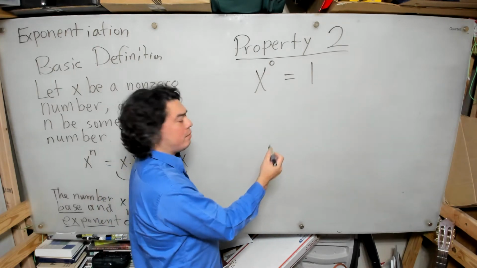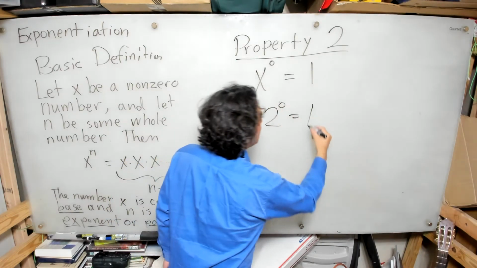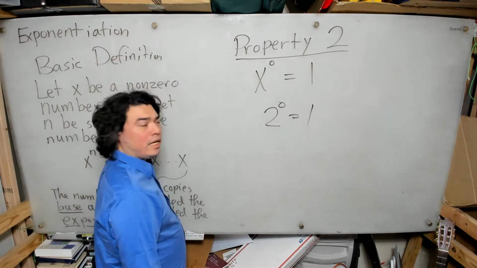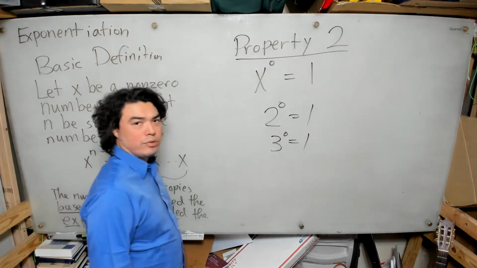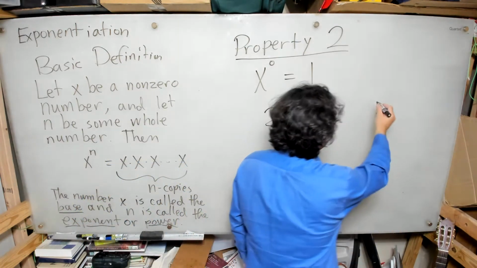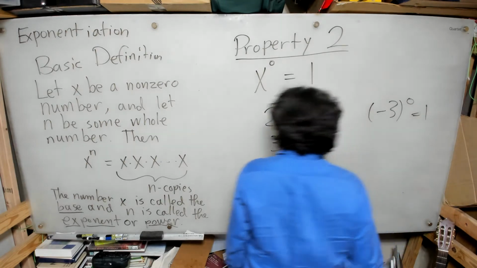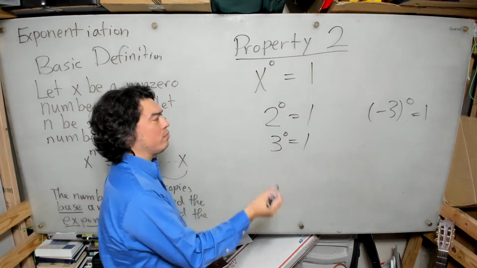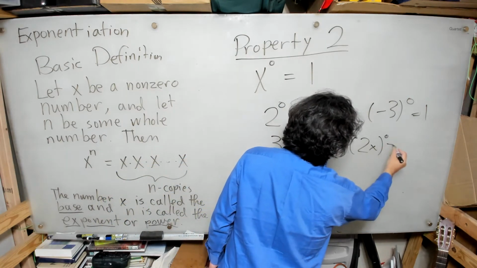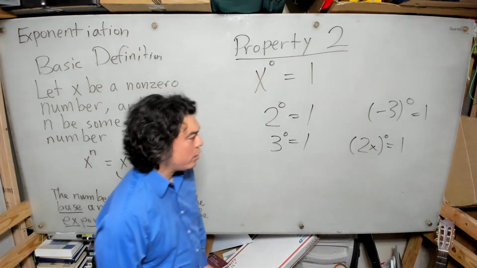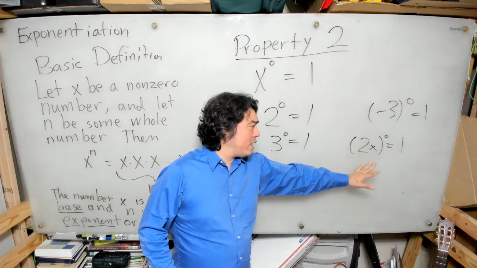So what is this saying? This is saying that if I have 2 to the 0 power, that's just going to be 1. If I have, let's say, 3 to the 0 power, that's going to be 1 also. If I had, let's say, negative 3 to the 0 power, that's going to be 1 also. If I have some complicated expression, 2x to the 0 power, that's going to be 1 also, okay? Now notice here I did put that in parentheses because that's kind of delicate.